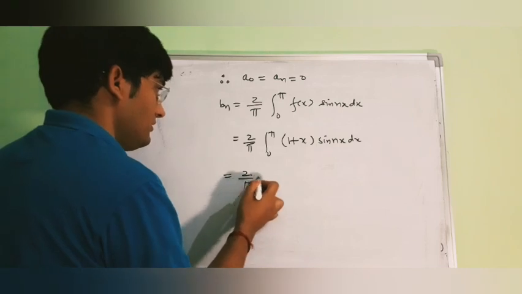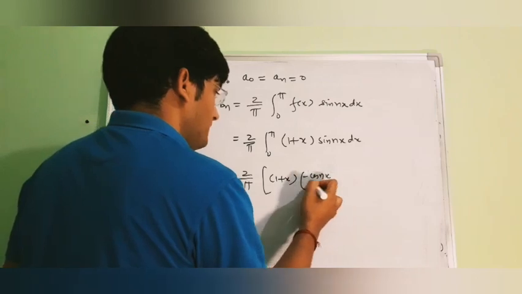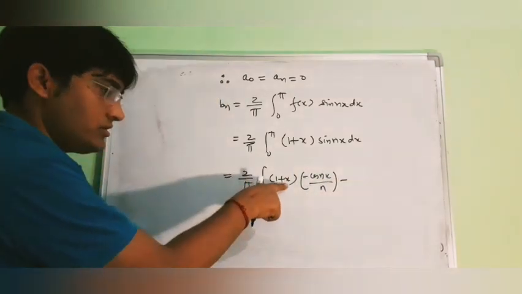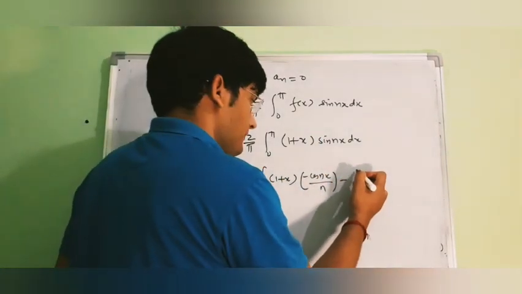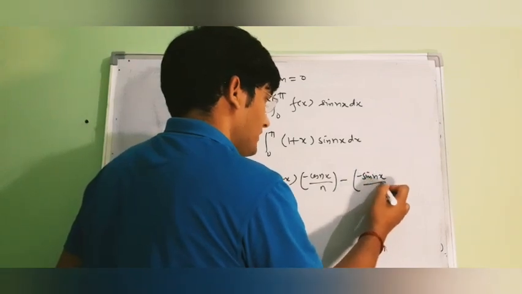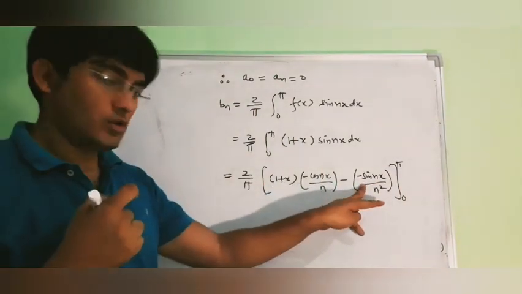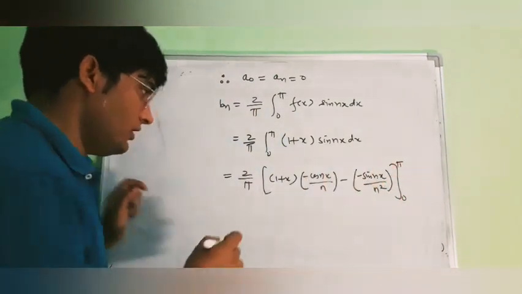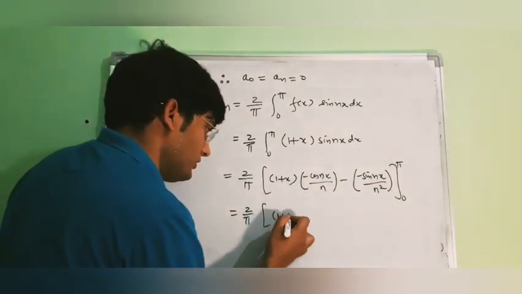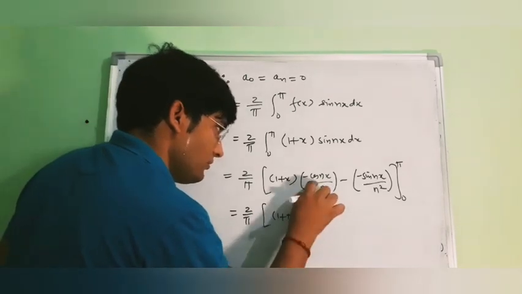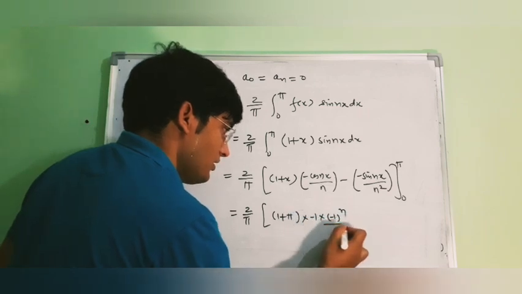and hence this is equal to 2 by pi. Let us integrate this term, 1 plus x, integration of sine will be minus cos nx upon n, then we will have minus sign, then the differentiation of 1 plus x will be 1, and the integration of minus cos nx upon n will be minus sine nx upon n square, and then the limits from 0 to pi. Now this term will be 0 for the upper limit and lower limit. Now here, if x is pi, then the upper limit will be 1 plus pi into minus cos n pi, which is your minus 1 into minus 1 to power n upon n.